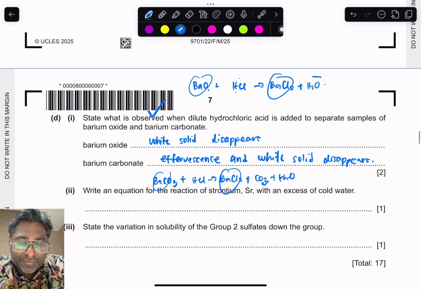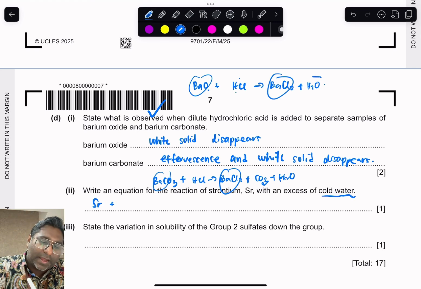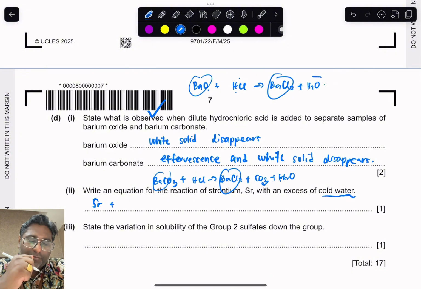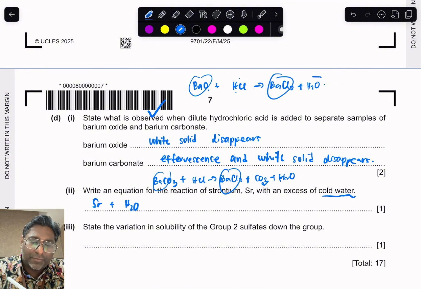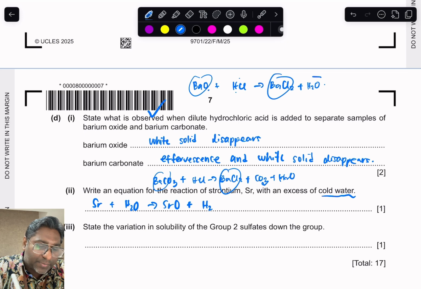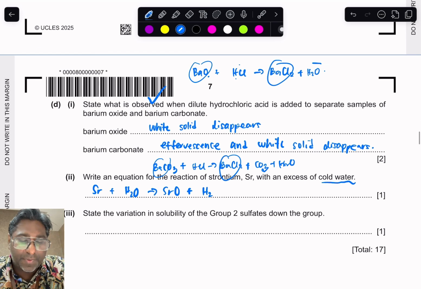Now write an equation for the reaction of strontium with cold water. Strontium will react vigorously with water. So they will give you strontium oxide plus hydrogen gas. So strontium oxide plus hydrogen gas.